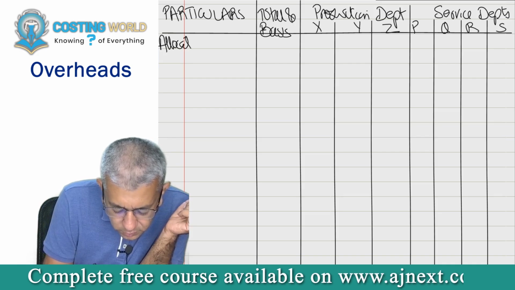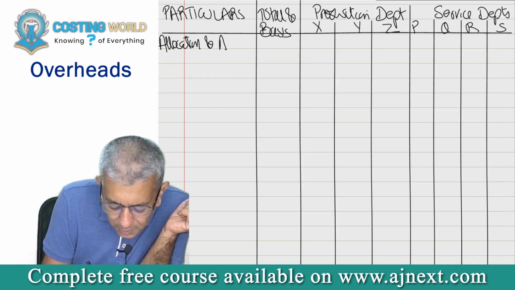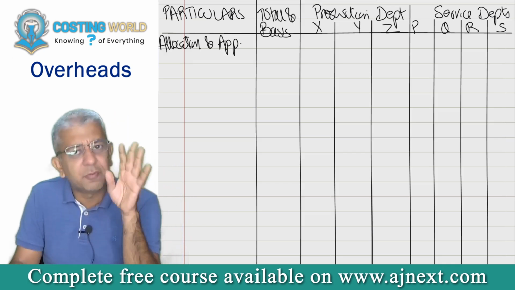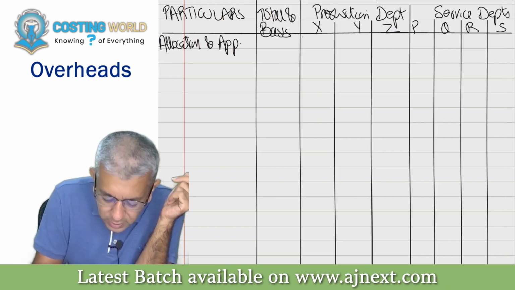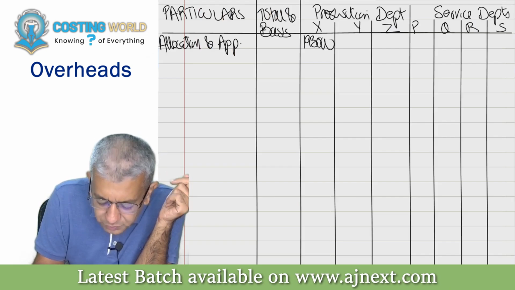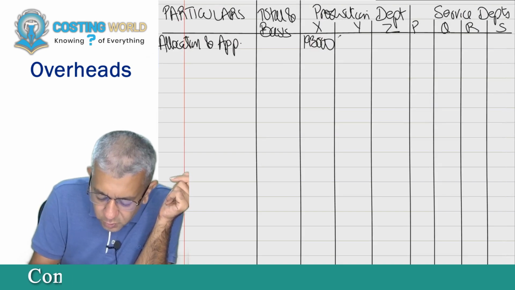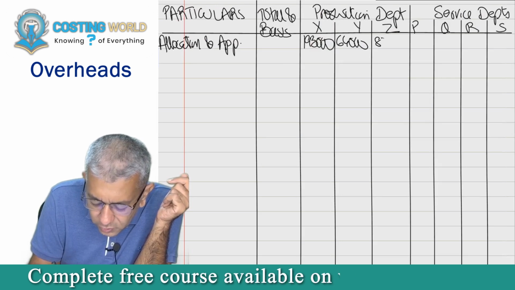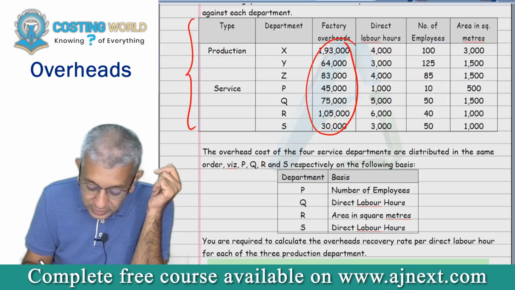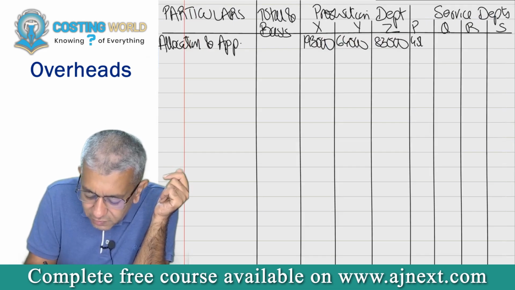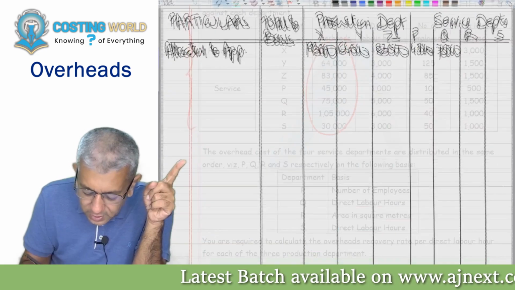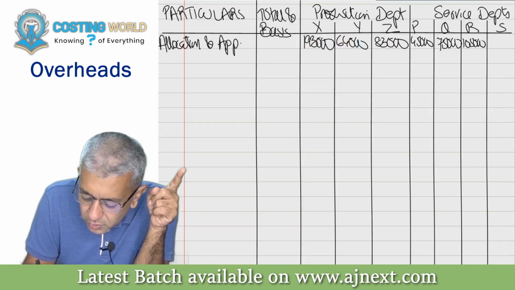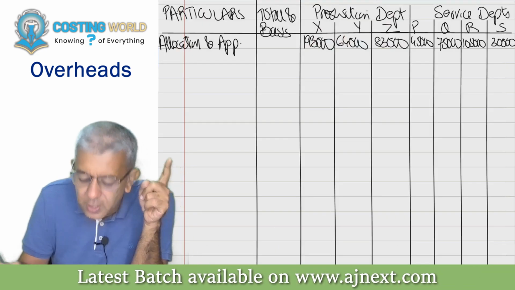Allocation and apportionment has already been done for you in the question. Those are these particular 7 costs: 1,93,000, 64,000, 83,000, then 45,75, 45,75, 1,05,000 and 30,000. Okay. Now allocation and apportionment is done.